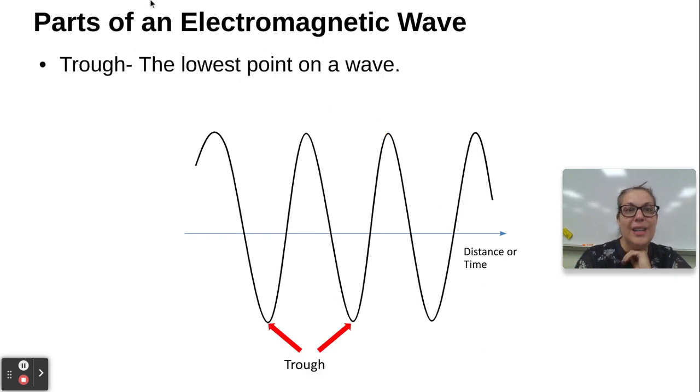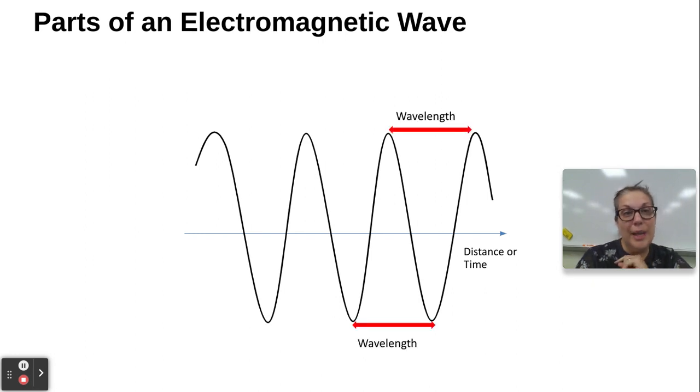Next is the trough. This is the lowest point on a wave, the dips, the ditches of the waves. So it is the bottommost area. And we can see that there are 3 points that are the lowest points. So the crests are the tops of the mountains, and the troughs are the bottom of the ditches.